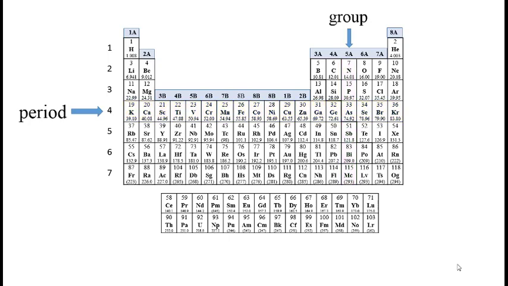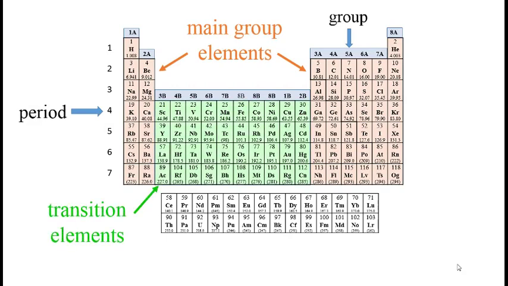The elements in groups with the A labels are sometimes referred to as the main group elements. The elements in groups with the B labels are sometimes referred to as the transition elements or transition metals. The two rows of elements at the bottom, which we do not call separate periods for reasons we'll see later, are referred to as the lanthanides and actinides.